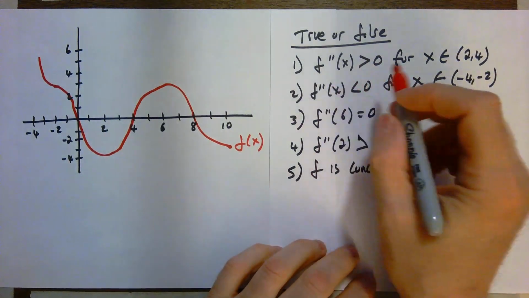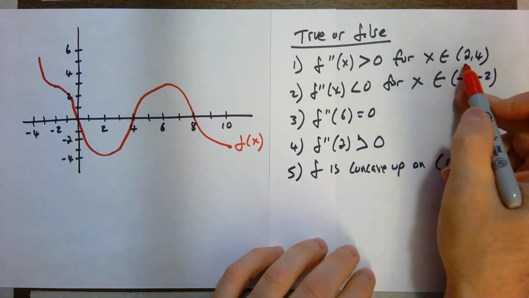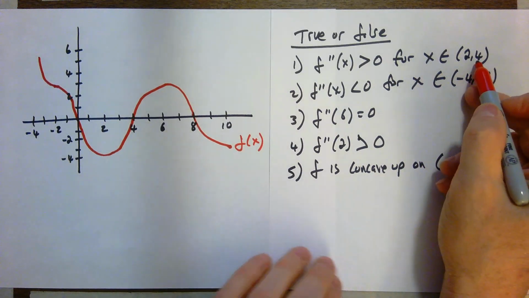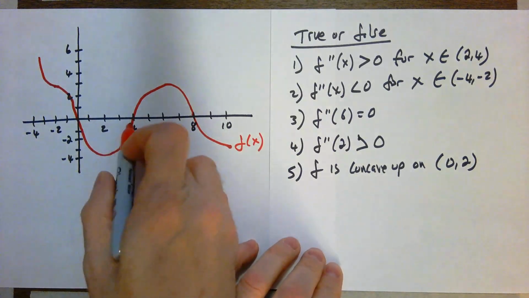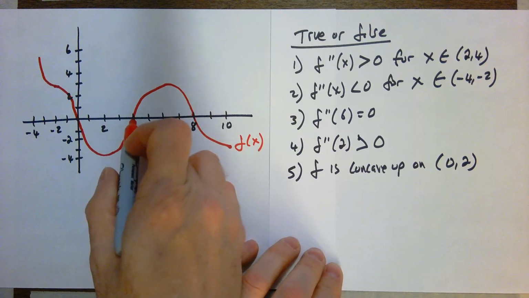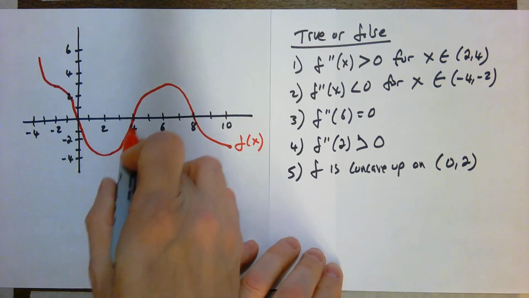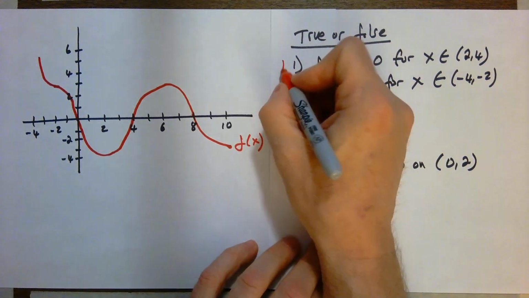So first question, is the second derivative positive for all x's over the interval from 2 to 4? So from 2 to 4, is the second derivative positive? In other words, is it concave up? Are all of my tangent lines below? Yes, then this would be true.